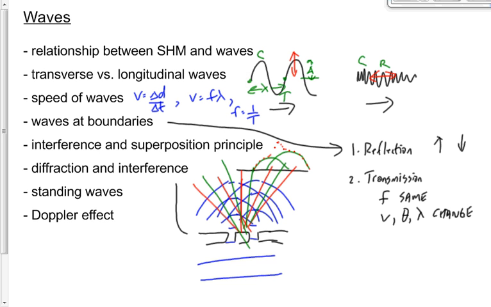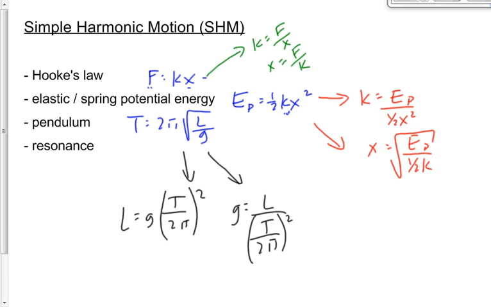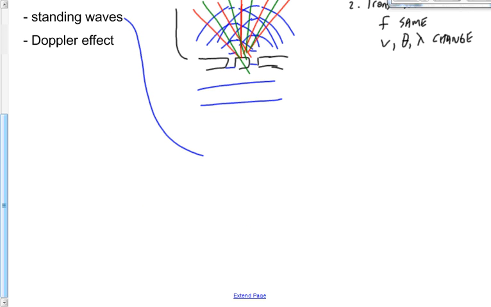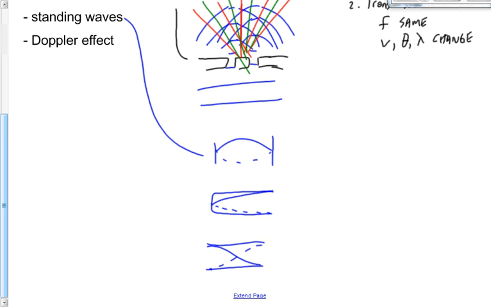Standing waves. Remember we had three types of situations. We had the first situation where we had a string that was attached at both ends. The second situation was when we had an air column that was, we call it a closed air column, that was open at one end, closed at the other. The third situation was where we had an air column that was open at both ends. Remember to draw the pictures here.